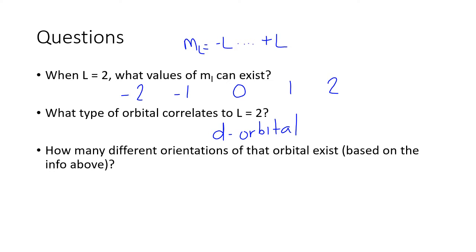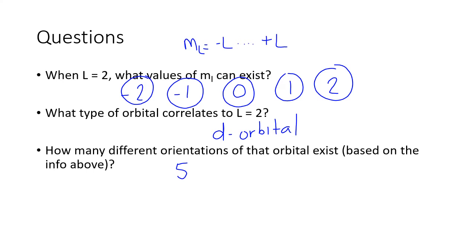And so what this indicates is that for d orbitals, if we count up how many different m sub L values there are, there are 5 different m sub L values, and so that means that there are 5 different orientations for a d orbital, which confirms what we saw earlier.